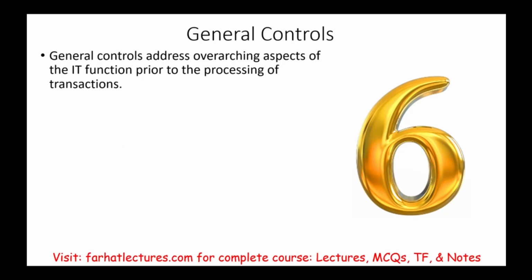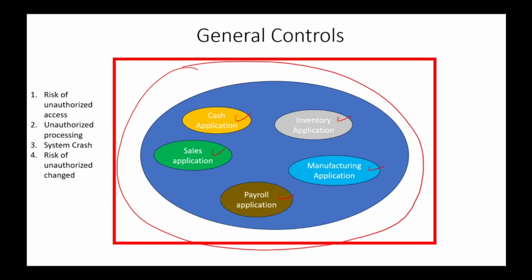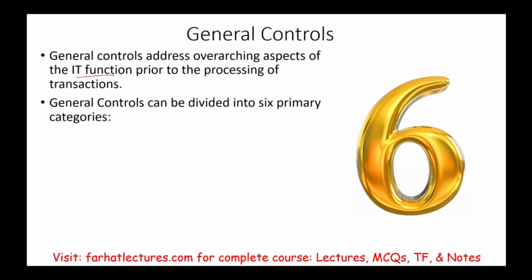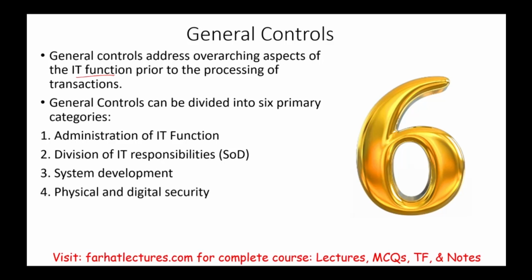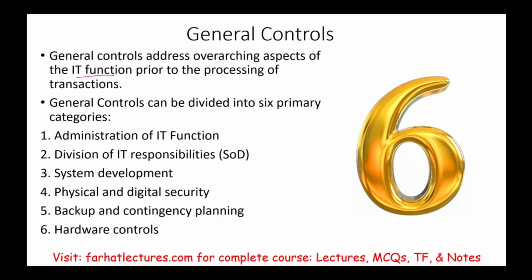There are 6 elements in the general controls, addressing the overall aspect of the IT function prior to the processing of transactions. Remember, when we process a transaction within an application, here we are looking at controls outside those applications. They can be divided into 6 primary categories: 1, administration of IT functions; 2, division of IT responsibilities; 3, system development; 4, physical and digital security; 5, backup and contingency planning; and 6, hardware controls.